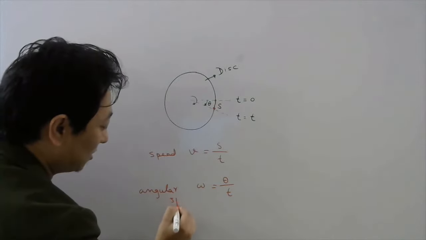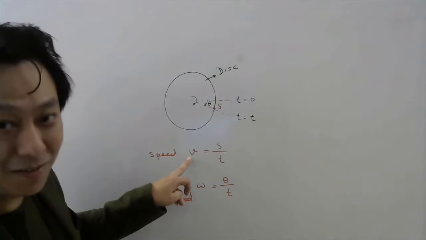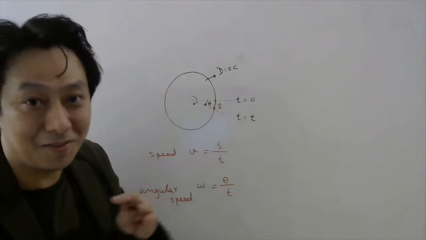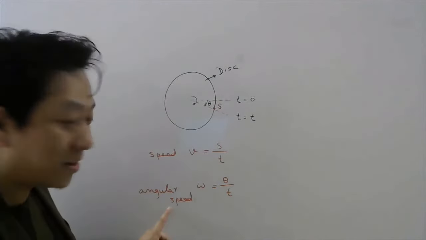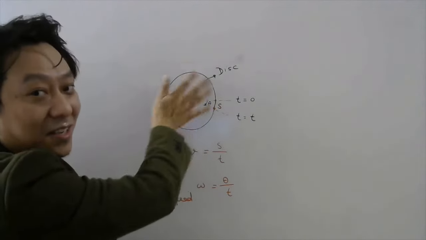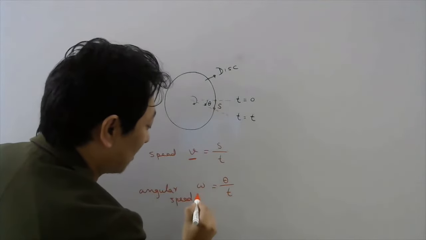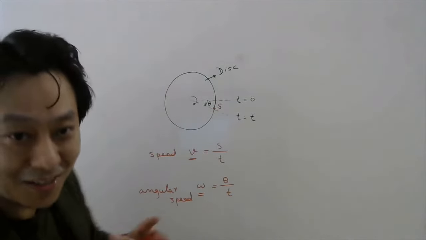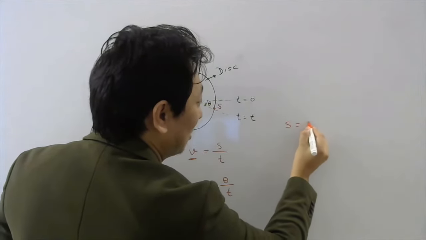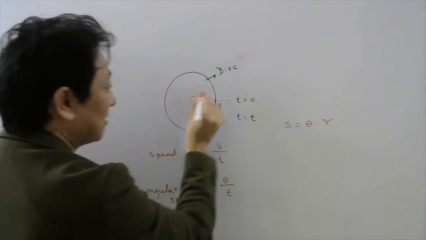So what is the difference between speed and angular speed? The speed gives you how much distance, or how many meters, it covers per second. And what does angular speed give? It gives you how much angle it covers per second. Now, how to find a relation between this and this? Very simple. Just now we learned that this arc length S is equal to angle times radius, where r represents this radius. Right?